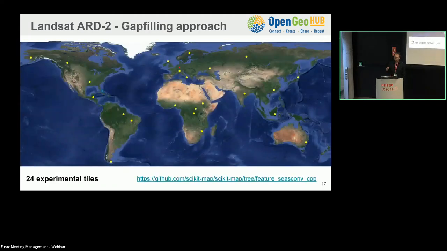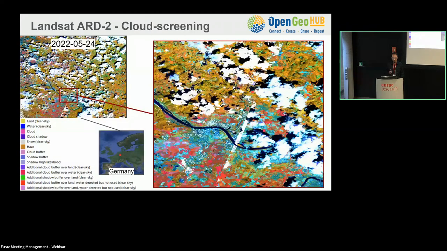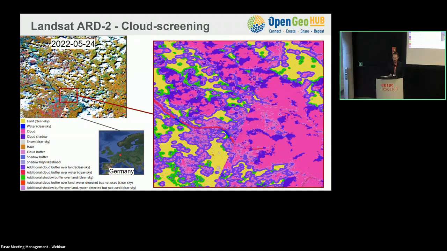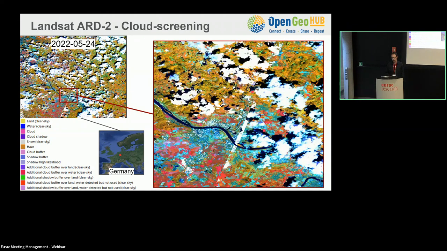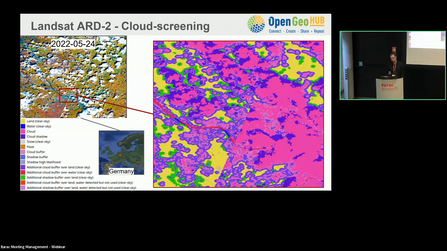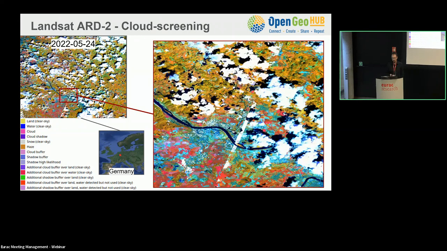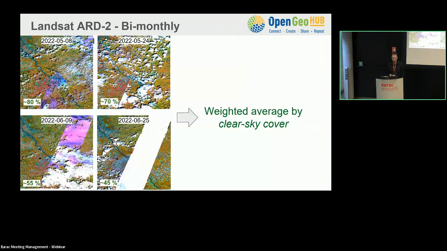So when we were testing it, we defined the pipeline before running the production, and now it's running the production workflow. We executed the pipeline for 24 experimental tiles. So here's an example of the cloud mask. They have all these classes, and what is labeled as clear sky is basically what we are keeping. We are removing the cloudy pixels, shadows, and things like that.